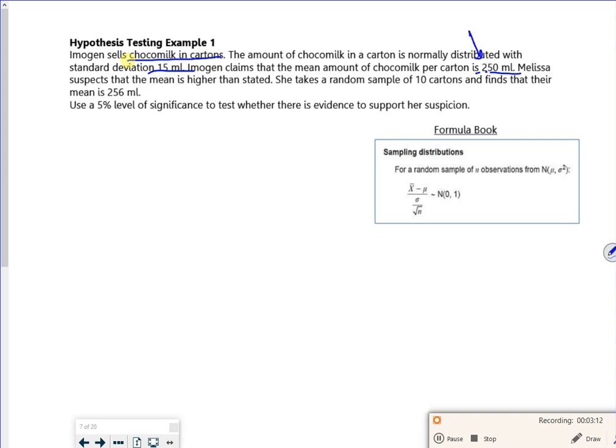So let's have a look. So we know that mu is 250, and we know that sigma is 15. It was 15, wasn't it? And not 1.5. Hold on. Lost it.